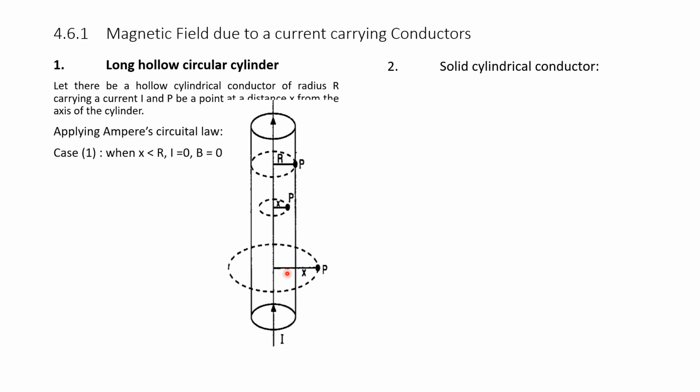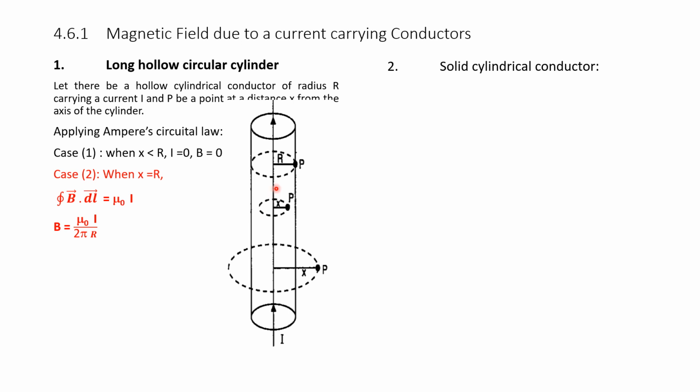Ampere's circuital law says when x is less than R, that is case 1, I is equal to 0 because the current is carried outside. Hence, the current here will be 0 and B is 0 here. Therefore, when x is inside the hollow cylinder, the current is 0 and the magnetic field is 0.